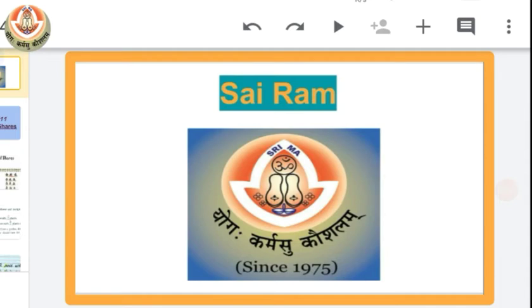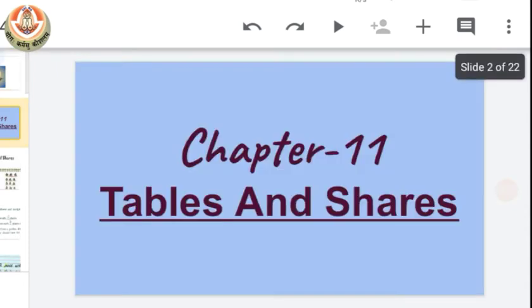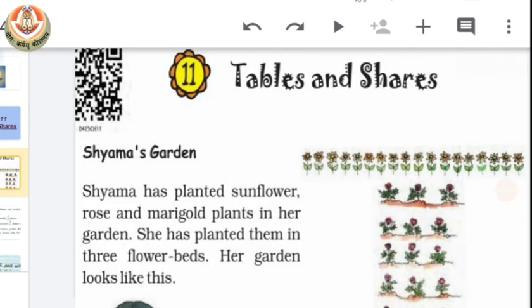So class, as we had completed chapter 10 in our textbook as well as in our workbook, now today we will start chapter 11, Tables and Shares, in our textbook. So let's start the chapter.